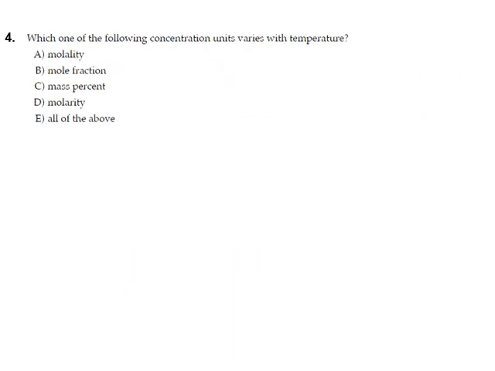Which one of the following concentrations varies with temperature? And we've already said this, it's molarity. And the reason is because the volume varies with temperature. Whereas for molality, for example, you're doing moles of solute per kilogram of solvent, and that doesn't vary. The mass doesn't vary, but the volume can. So if you're doing something that involves a volume, it can vary with temperature, like molarity, because it's moles of solute per liter, which is a volume of solution. So the answer is D. Next.